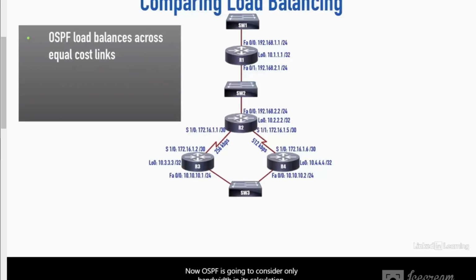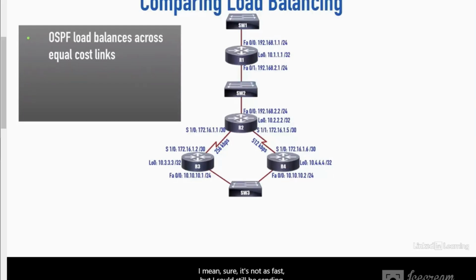Now, OSPF is going to consider only bandwidth in its calculation, and notice the link speeds. They're different. We have a 256K link between R2 and R3. We've got a 512K link between R2 and R4. So OSPF is going to say, I'm going to choose the best link. I'm going to go from R2 to R4. Yeah, I might use R3 as a backup if R4 were to go down, but I'm going to just use R4. It kind of seems like we're wasting bandwidth, doesn't it?